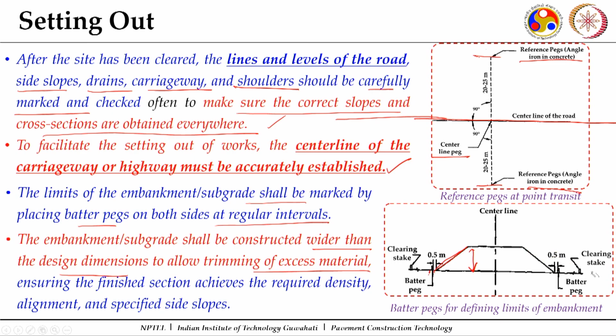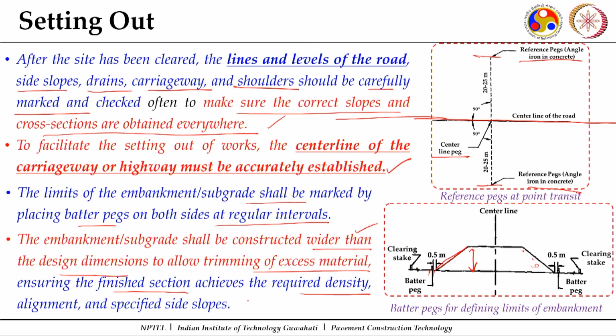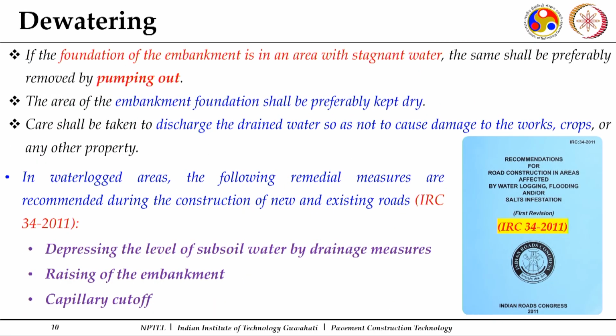It is said that they shall be constructed wider than the design dimensions to allow trimming of excess material, which can be done at a later stage, ensuring the finished section achieves the required density. You should have the required density, especially at the edges, which are the challenging part, and it should not be less than what we have in the middle sections, to achieve the required density, alignment and the specified side slopes. So this is an important exercise, setting out your center line and the margins for your construction activities. So this comes under the activity of the surveyor team at the construction project.